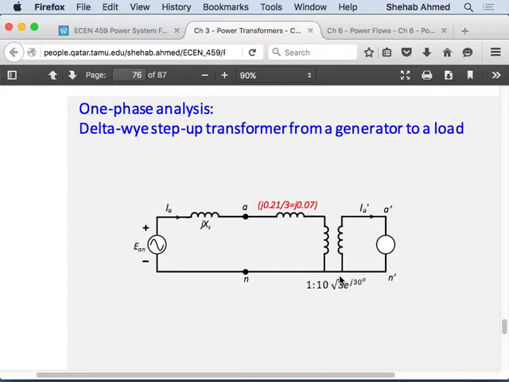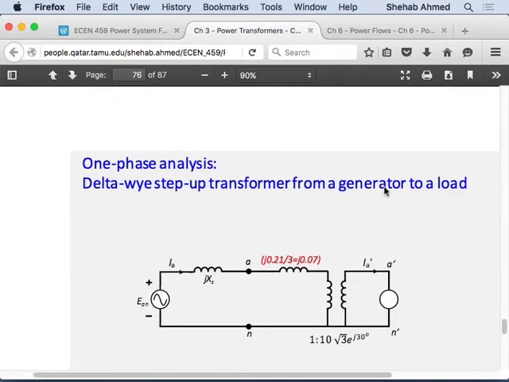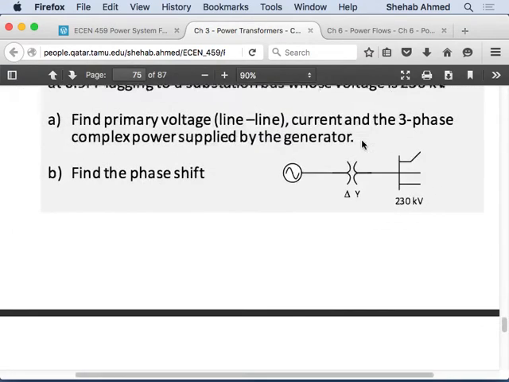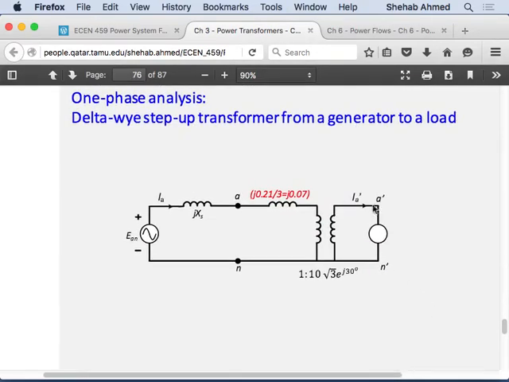That's a bit confusing. But after that, what after that? It's very simple. So now you have the turns ratio. You were given the voltage at the load as 230 kilovolts, 0.9 power factor lagging with 100 megawatts. So we were able to calculate the voltage at the load here. So we know the voltage and we know the current at the load. Now we need to take this voltage and current, bring them to the primary side.